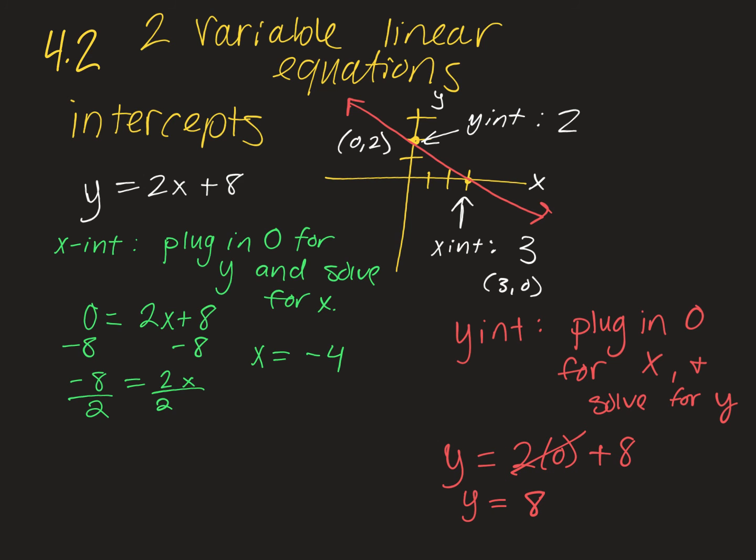So I plugged in 0 for X. My equation was 2X plus 8, so now I have 2 times 0 plus 8. But 2 times 0 is just 0, so it goes away. That's why I marked it out.